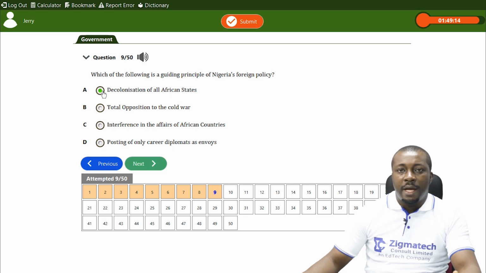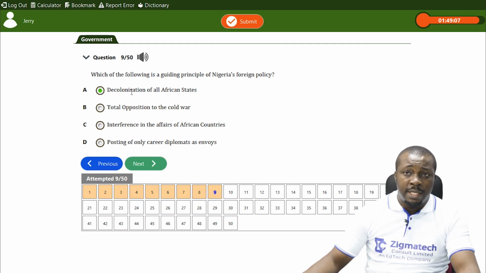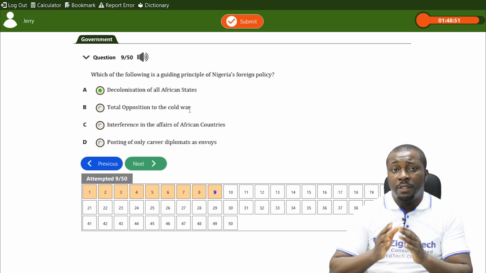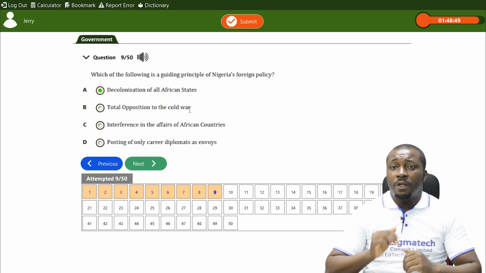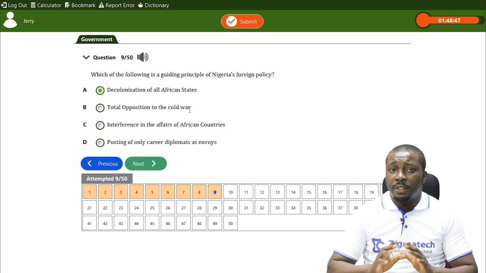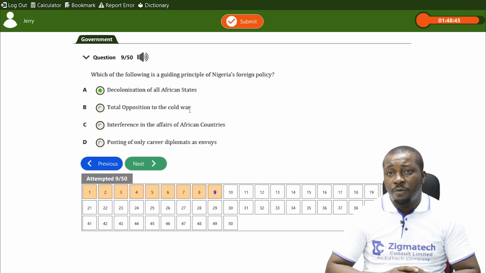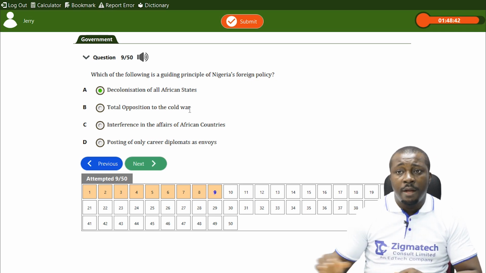And that is why Nigeria keyed in as one of the founding members of OAU, Organization of African Unity, which has as one of its chief aims to see to the eradication of colonialism in Africa. So that is A. So it's not total opposition to the Cold War. Yes, Nigeria's foreign policy stands for non-alignment, but non-alignment has to do with being neutral. So not really to oppose, but to be neutral, not taking side with any of the power blocs.